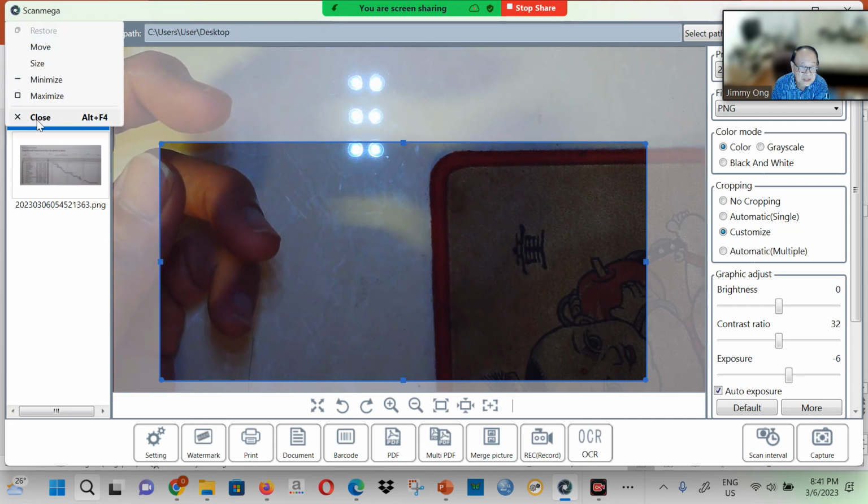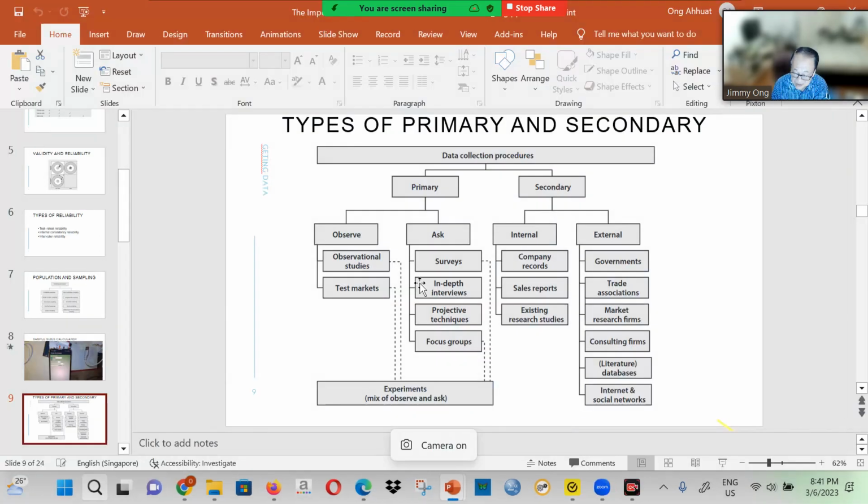Otherwise, if I don't close off, my expensive scanner will have the lamp blown, and then I have a problem. Spending too much money, earning too little.